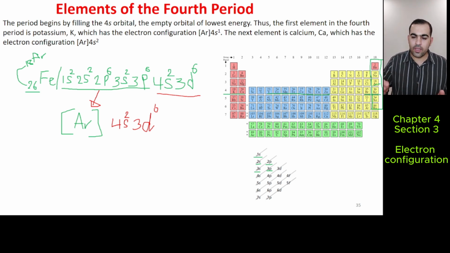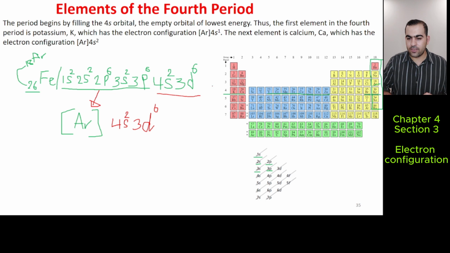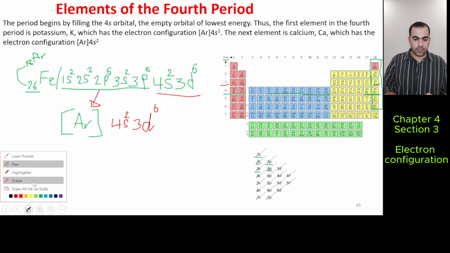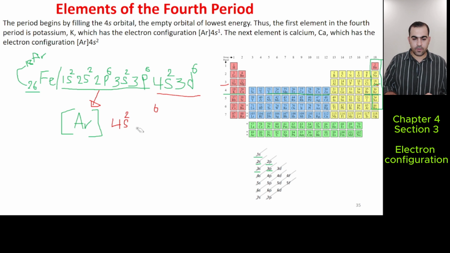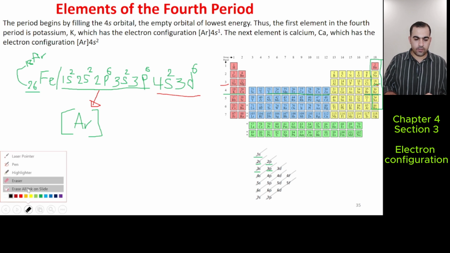We use the noble gas of the third period, which is argon. For bromine also, you're going to do the same. If I write the electron configuration for bromine, I'm going to write until here. Sorry, I should erase this. So here, let's change it.